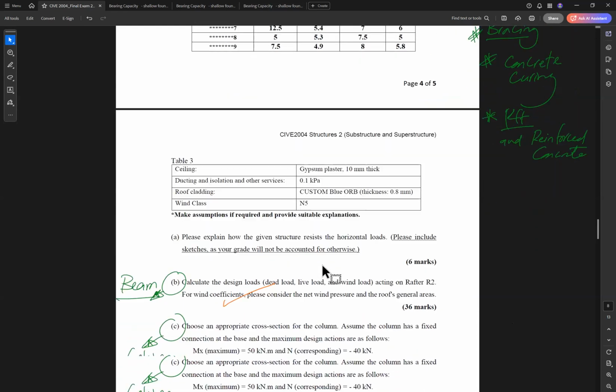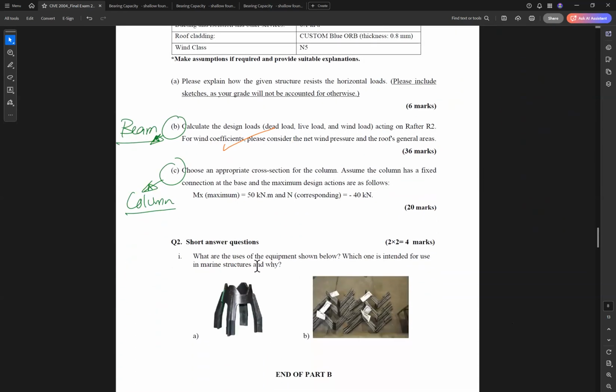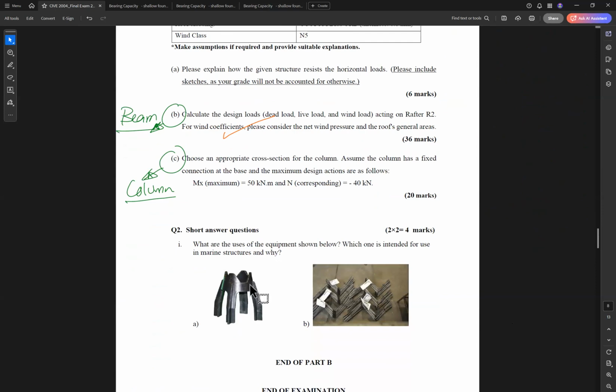Okay. So for example here, this was an example from a previous year. What are the uses of this equipment shown below? Which one is intended for use in marine structure and why? For example, A is used for marine structure because it is not from steel, it is from plastic or something like this, so it will not rust, no corrosion.